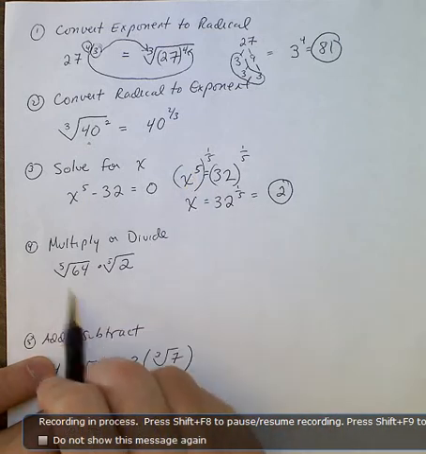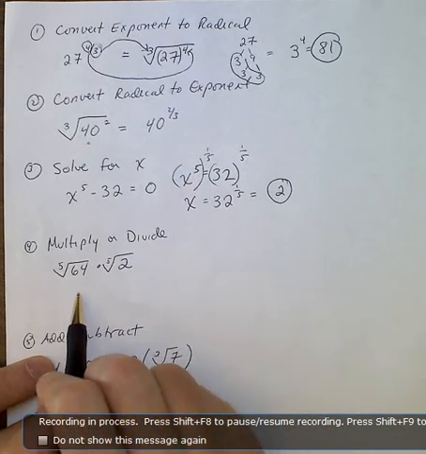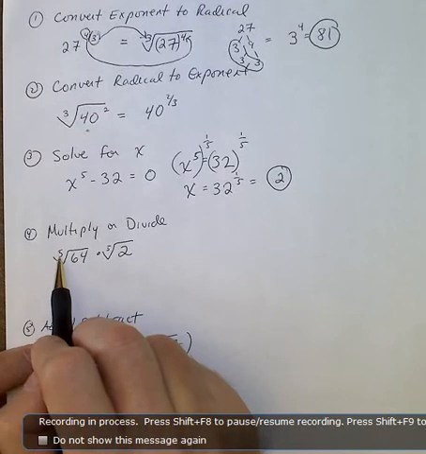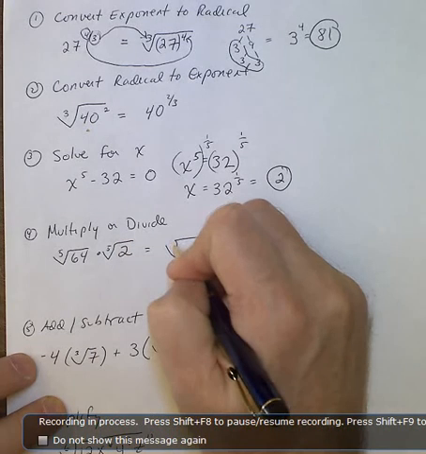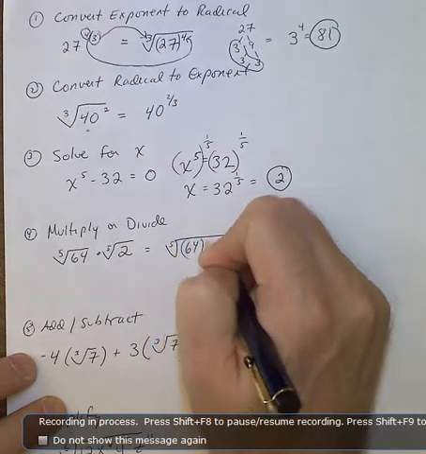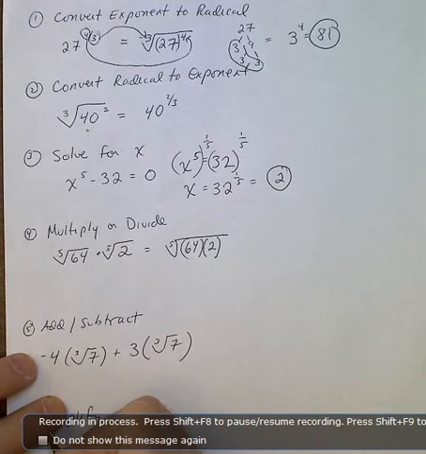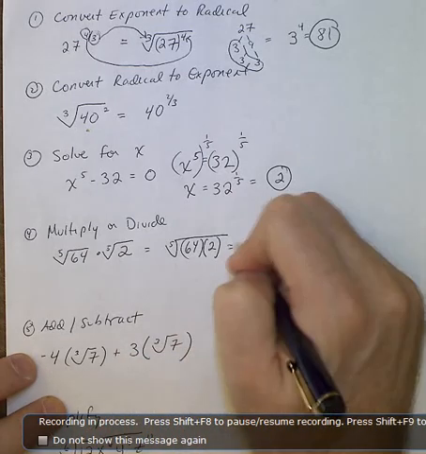For multiply and divide, you have a 5th root and a 5th root. Remember the rule, if the roots are the same, then I can take what's underneath and combine it under a single root, which is the same thing as the 5th root of 128.